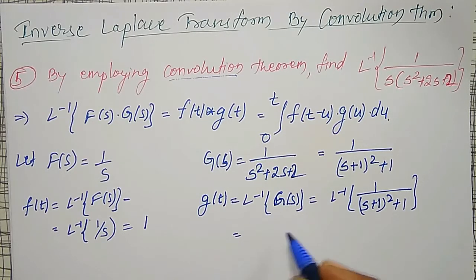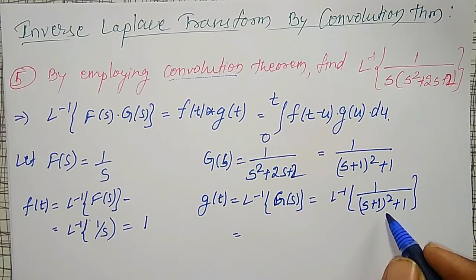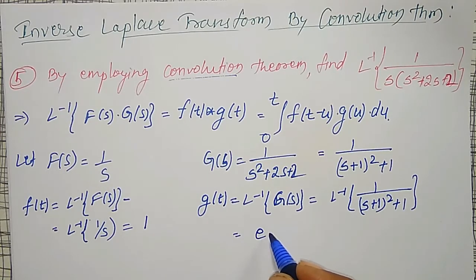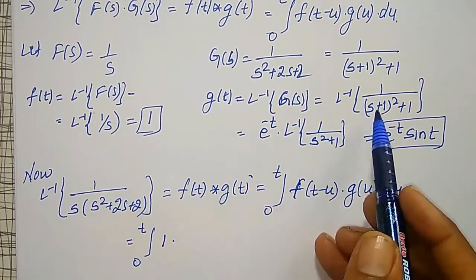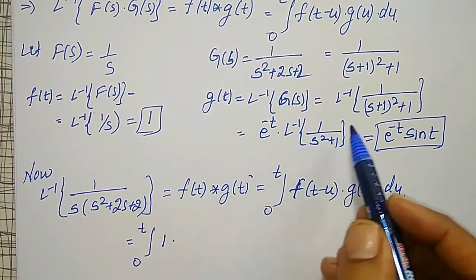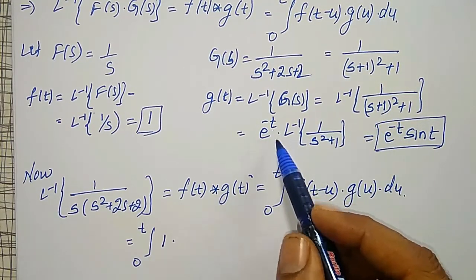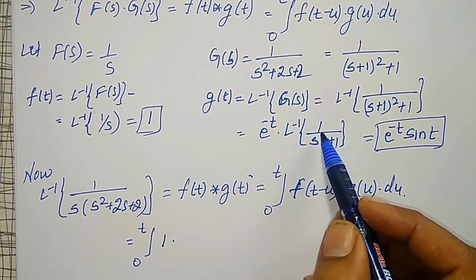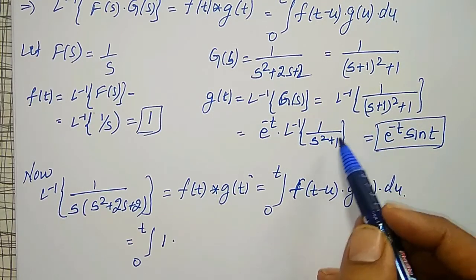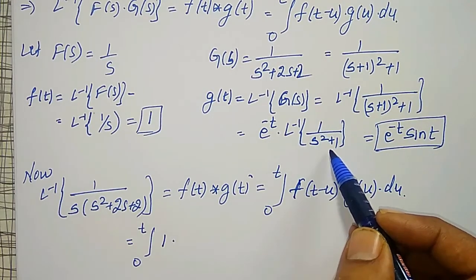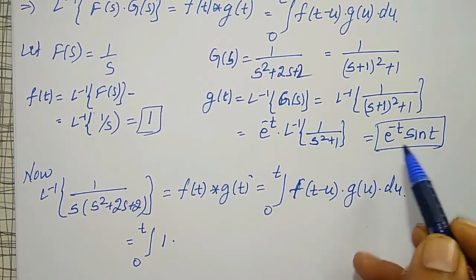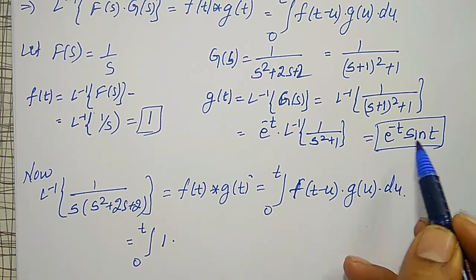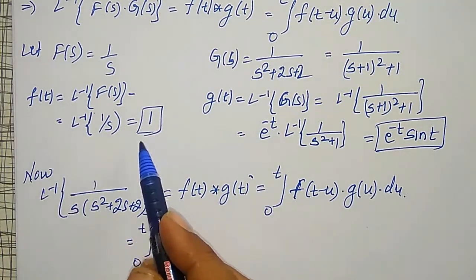Therefore, wherever s is there, it is with s plus 1. Therefore, it should be e to the power minus t into inverse Laplace transform of, here s plus 1 the whole square is there. Therefore, e to the power minus t into inverse Laplace transform where s plus 1 is replaced by s, that is 1 by s square plus 1. And inverse Laplace transform of 1 by s square plus 1 is sine t. Therefore, e raised to minus t into sine t is my g of t, and f of t is 1.